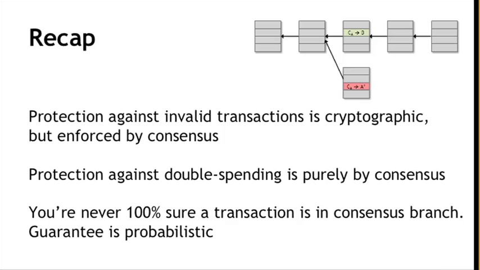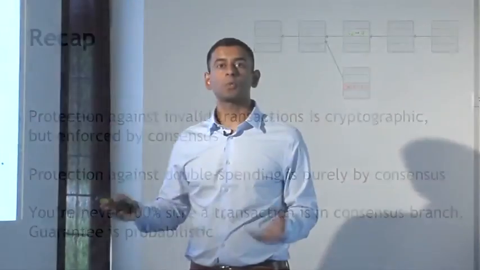On the other hand, protection against double spending is purely by consensus. Cryptography has nothing to say about this, and the two transactions that represent a double spending attempt look identical from the perspective of signatures and so on, but it's the consensus that determines which one will end up on the long-term consensus chain. And finally, you're never 100% sure that a transaction you're interested in is on the consensus branch, but this exponential probability guarantee is pretty good. After about 6 confirmations, there's virtually no chance that you're going to go wrong.